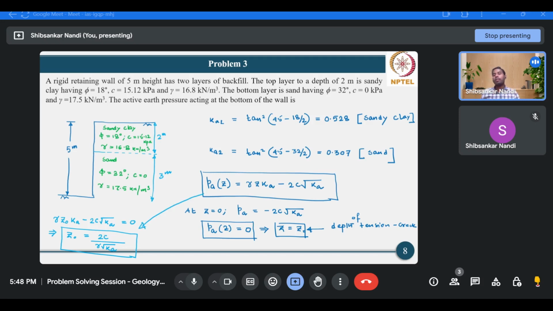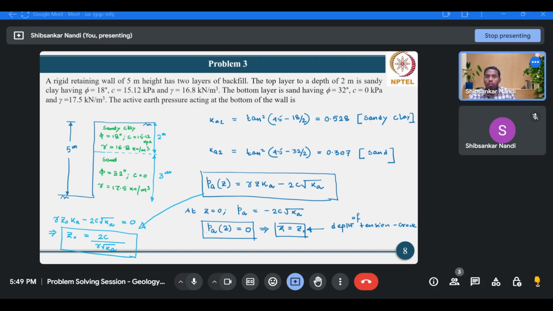Up to this z0 there will be tensile pressure, so due to that tension the soil will not be in contact with the retaining wall. That we'll see in the subsequent problems, because this is not the concern of the present problem. In this problem, we have to just calculate the active earth pressure acting at the base of the wall.